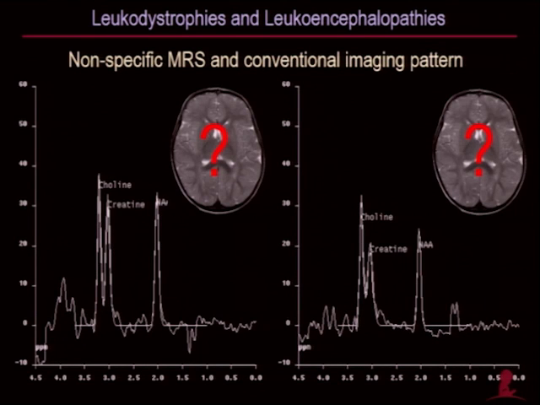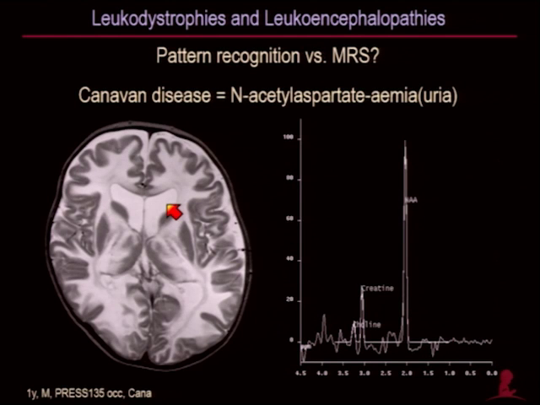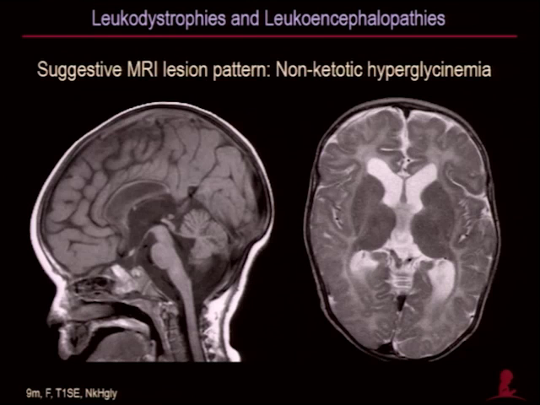Spectroscopy, well, oftentimes you get a totally non-specific spectrum in these cases which will not help you at all. You will have a little bit of increased choline, you will have some lactate, a decrease of NAA, but do you know what it is? Of course not. Sometimes you may be a little bit more lucky, like in Canavan's disease, you get this huge peak and it makes it very obvious what it is, but do you really need it? Actually, I believe that you probably could come to this conclusion just based on the conventional imaging. You may not really need it.